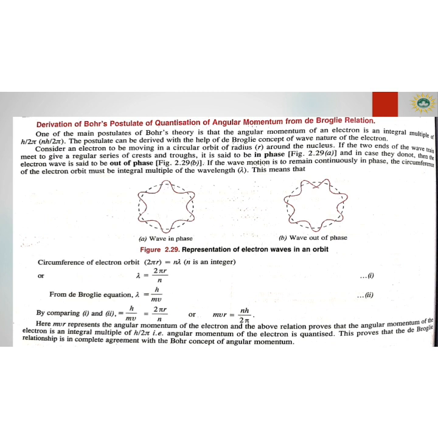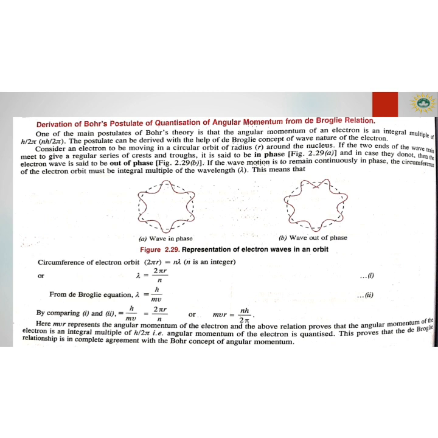Now, if you consider an electron to be moving in a circular orbit of radius r around a nucleus, if the two ends of the wave meet to give a regular series of crest and trough, it is said to be in phase. If the wave meets in a circular path, we say it is in phase, and if it doesn't match, we call it out of phase. So first you have to consider that it is actually in phase. If the wave motion remains continuously in phase, the circumference of the electron orbit must be an integral multiple of the wavelength.